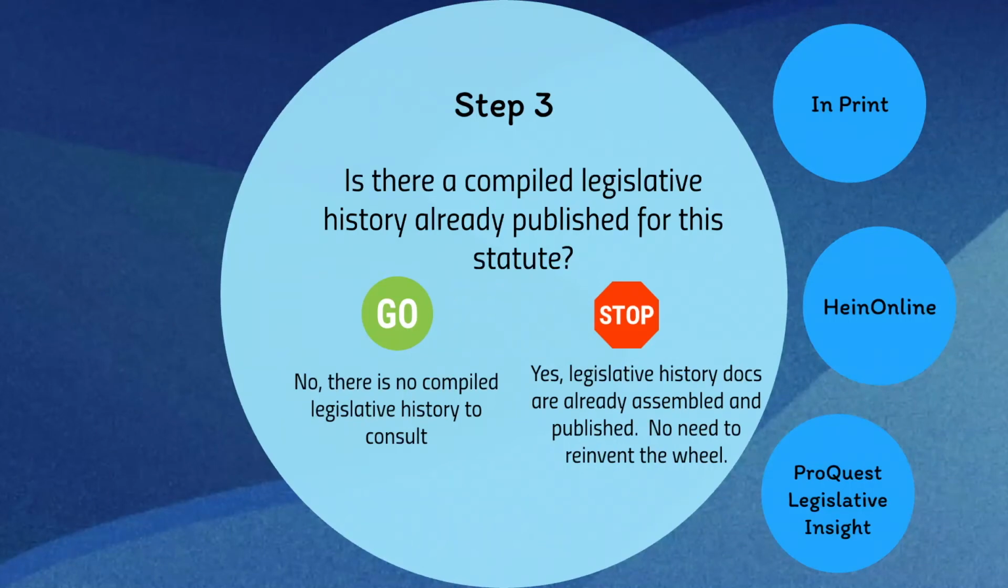Step 3 is to determine if there is already a compiled legislative history published. If you determine that the law is ambiguous, and that the ambiguity has not previously been resolved by a court, then your task is to find whether someone has already done the work to assemble all of the legislative history documents for the legislation in question. This is most often done for major federal legislation and is referred to as a compiled legislative history.